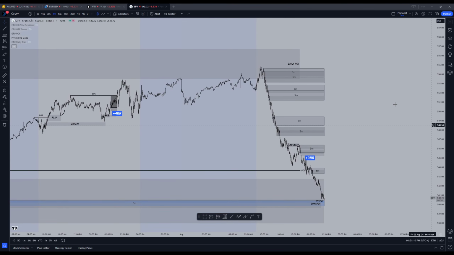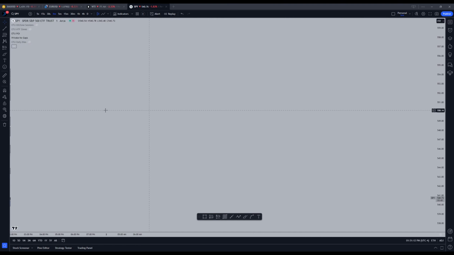You can ignore the chart here on the very far left. Those are trades I took today and yesterday. But let's just start off with framing basically how the logic of the market moves.